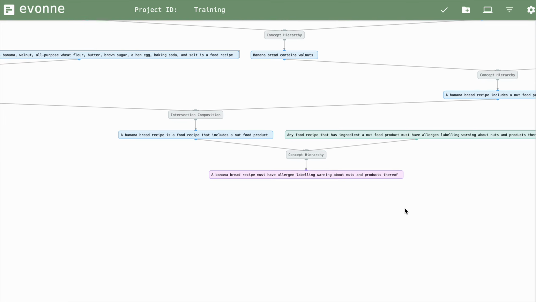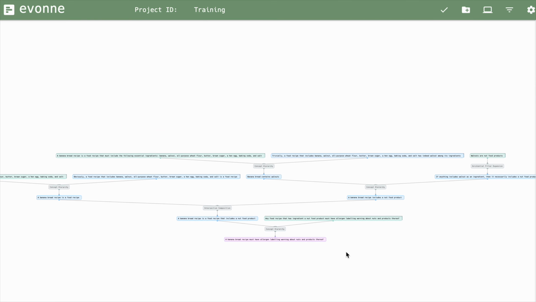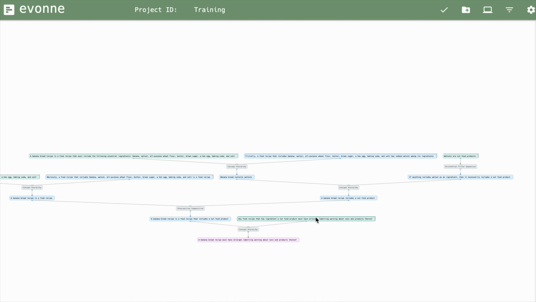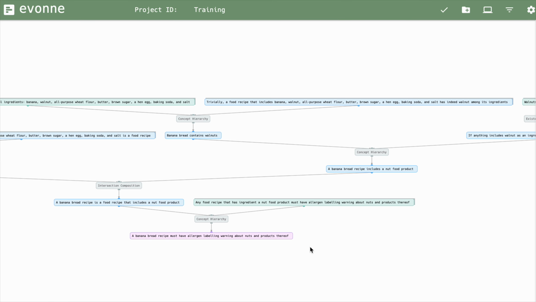To sum up, a proof is shaped like a tree. The green boxes at the top are axioms, the starting points. The blue boxes in the middle are deductions, steps we infer from the axioms, or simple statements like a food recipe with a banana is a food recipe. The purple box at the bottom is the final conclusion, which follows logically from everything above.